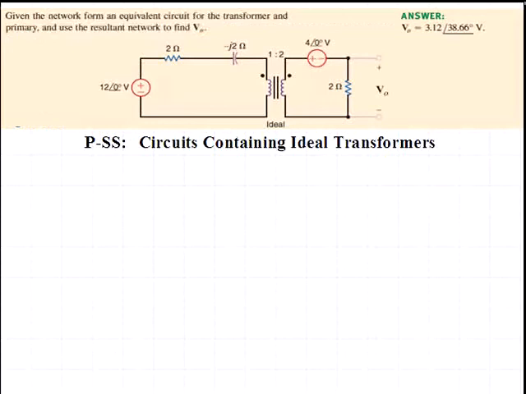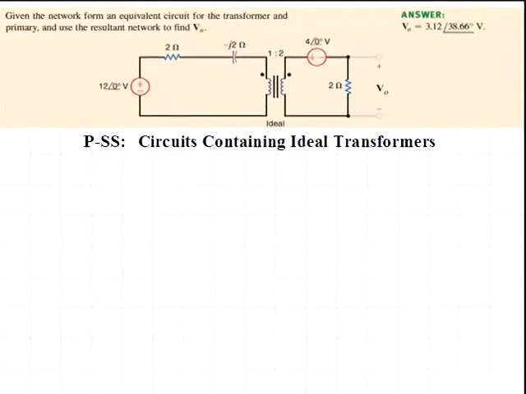This is Learning Assessment Problem 10.16. The problem-solving strategy here is working with circuits containing ideal transformers. The problem requests us to determine a voltage VO appearing across a 2 ohm resistor on the secondary side of this circuit and suggests that we transform the primary side of the transformer circuit to the secondary side.